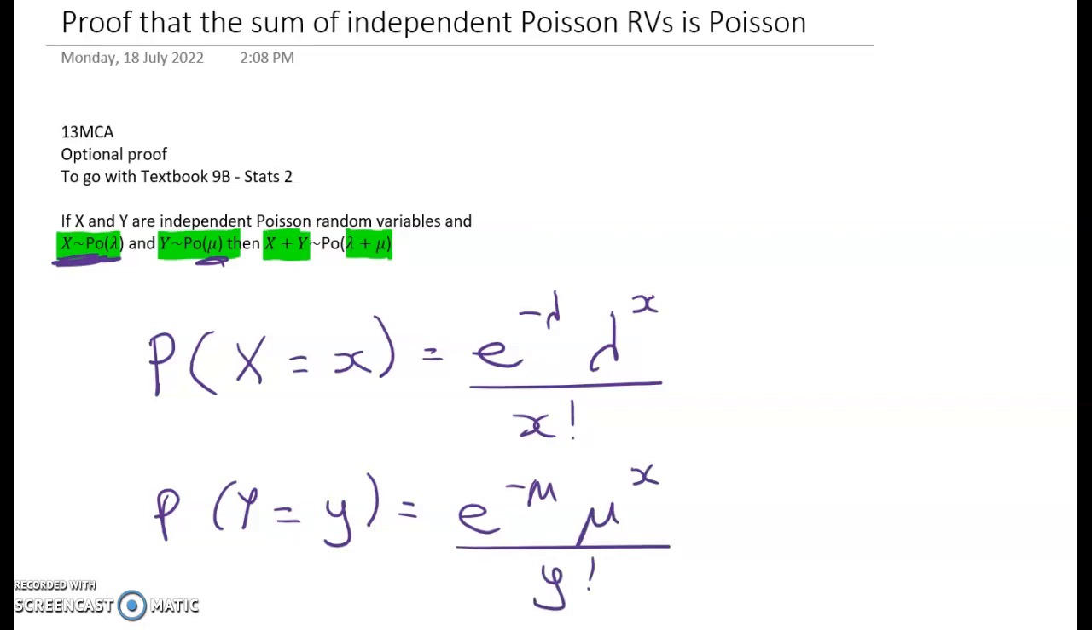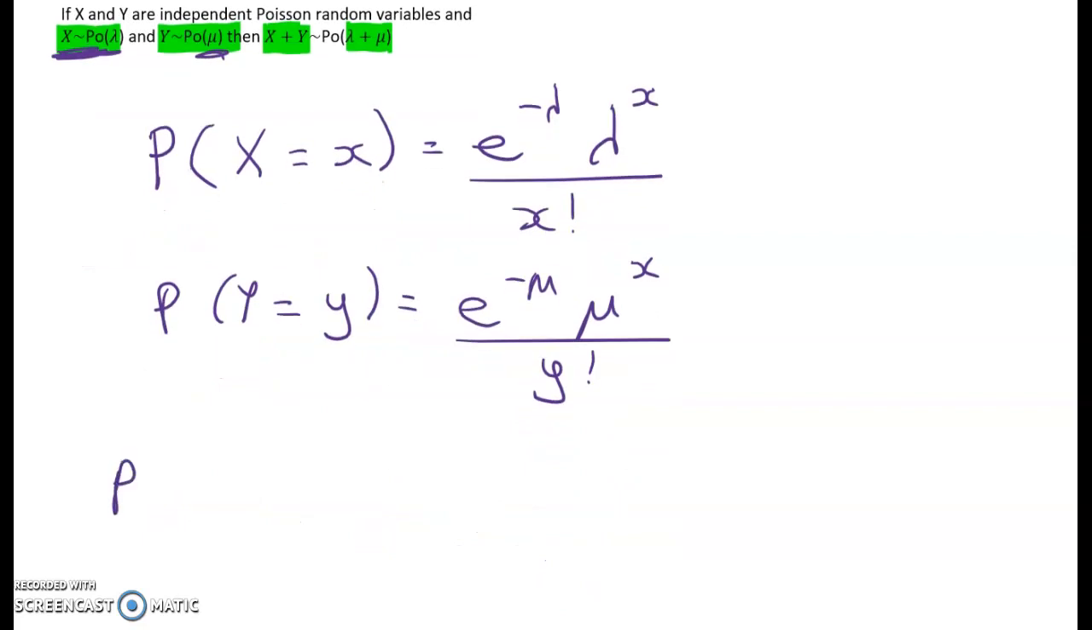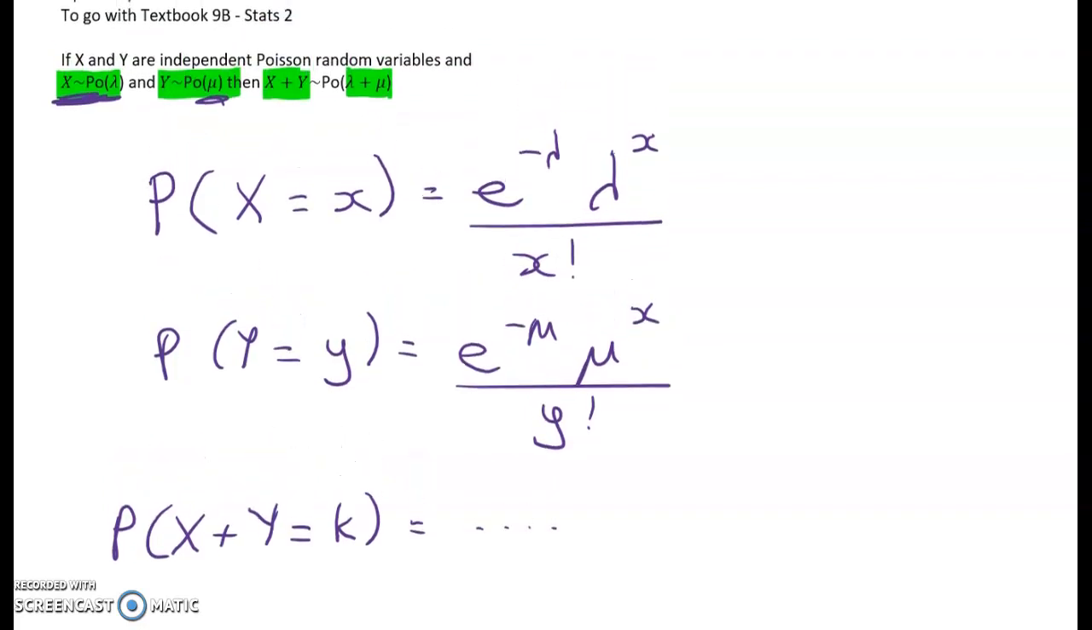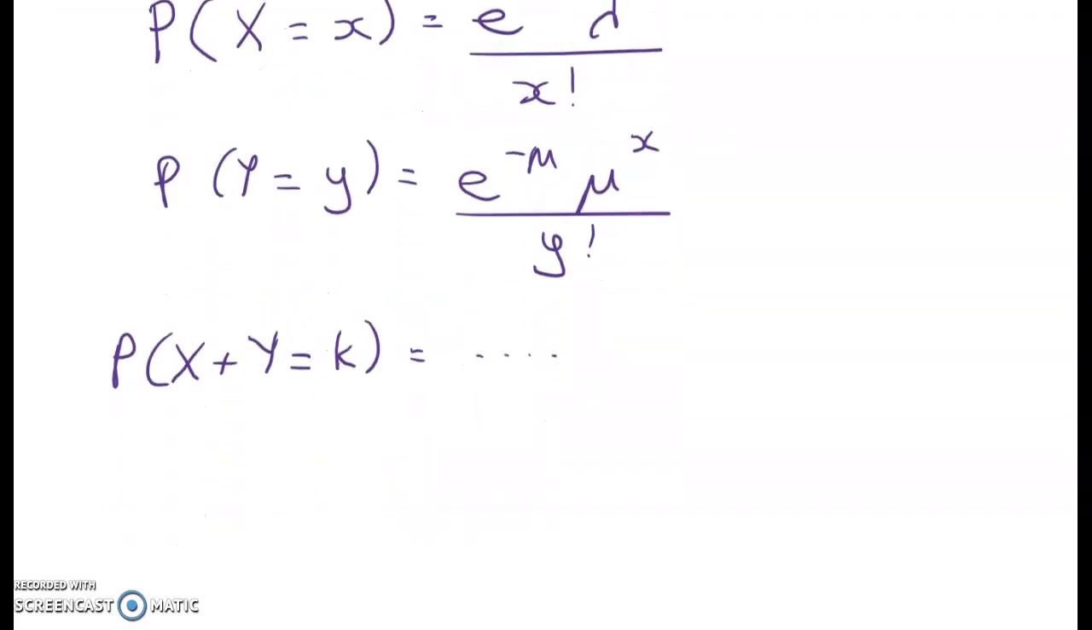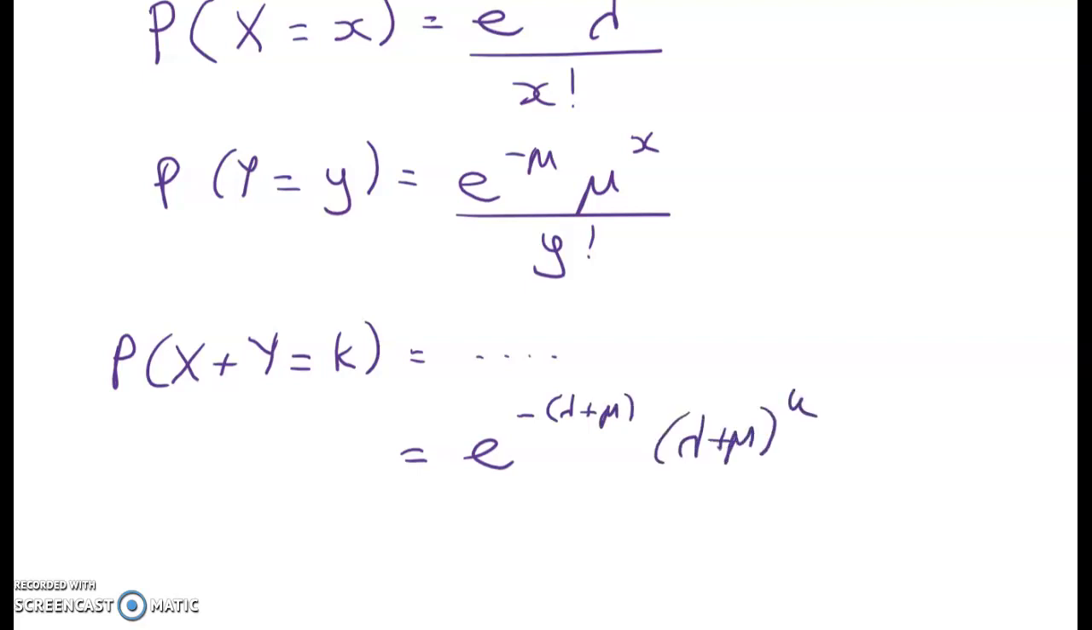Okay, so what I'm going to prove now is I'm going to work with a case where we've got X plus Y equal to some number, and I'll call that number k. And we want to figure out what that is. If this result is true, then we're going to end up with e to the negative (lambda plus mu) times (lambda plus mu) to the power of k over k factorial. So as usual, always keep one eye on where you're trying to get to, even though it'll seem quite far away for a fair bit of this proof. Okay, so this is where we want to end up.